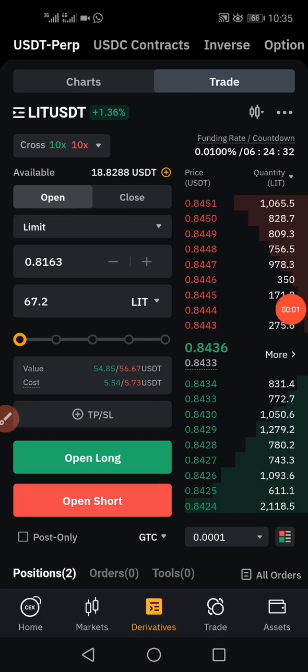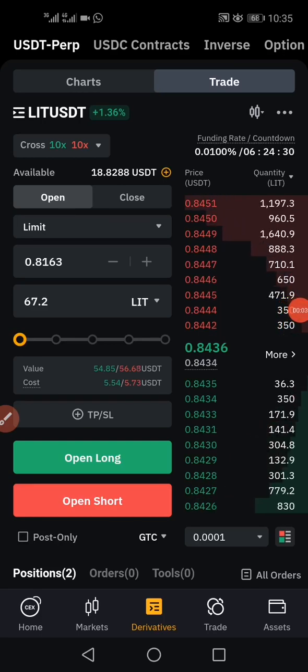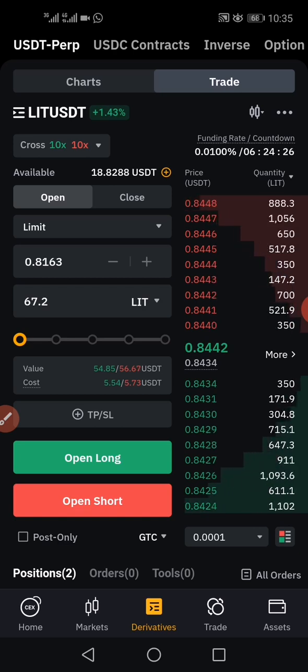Okay, good morning. I want to share a strategy which I've been using to trade futures, and I believe if you learn this strategy, you can be profitable. I'm using the Bybit exchange because I use Bybit to trade due to low trading fees.